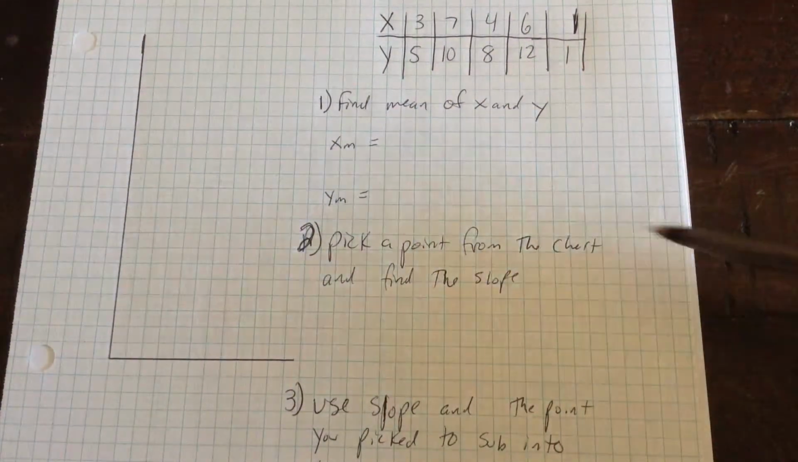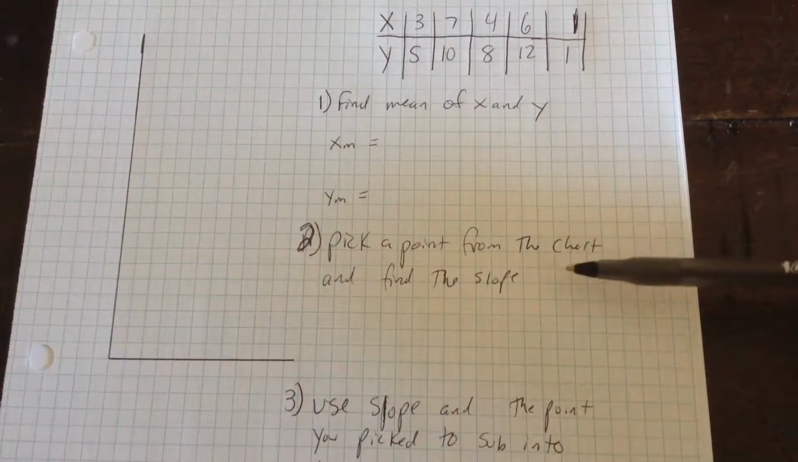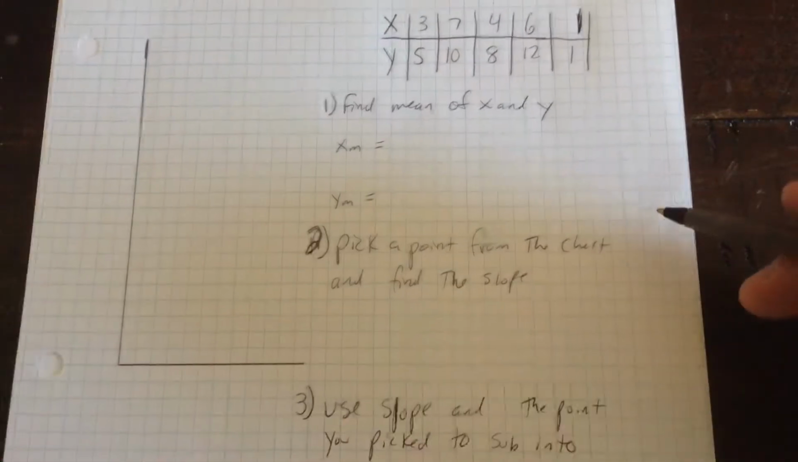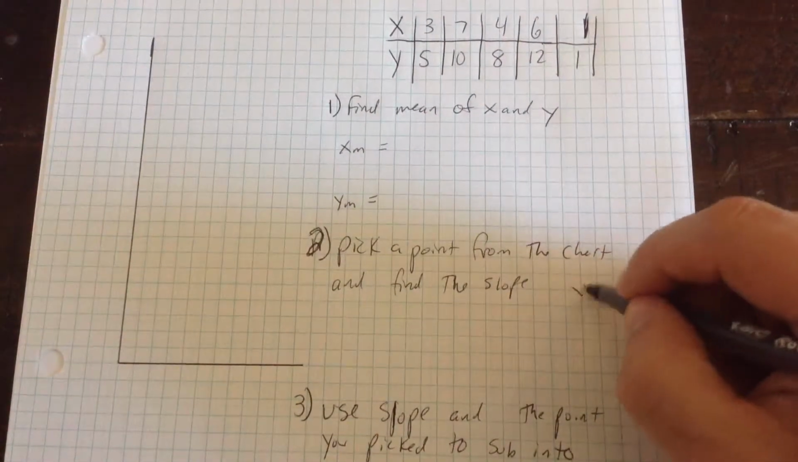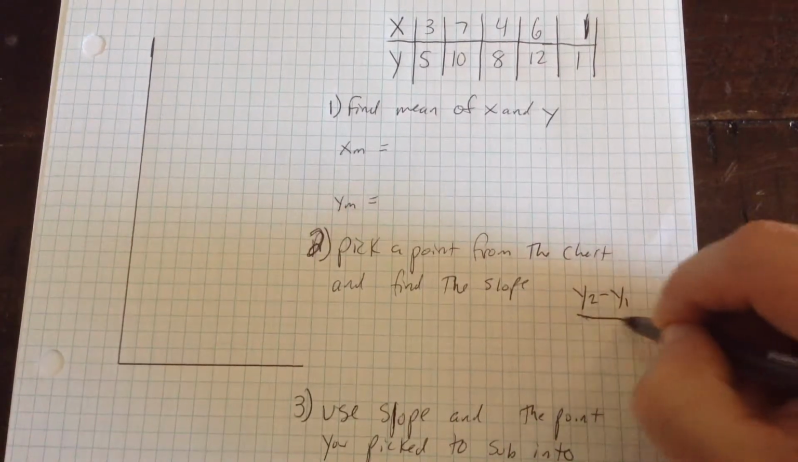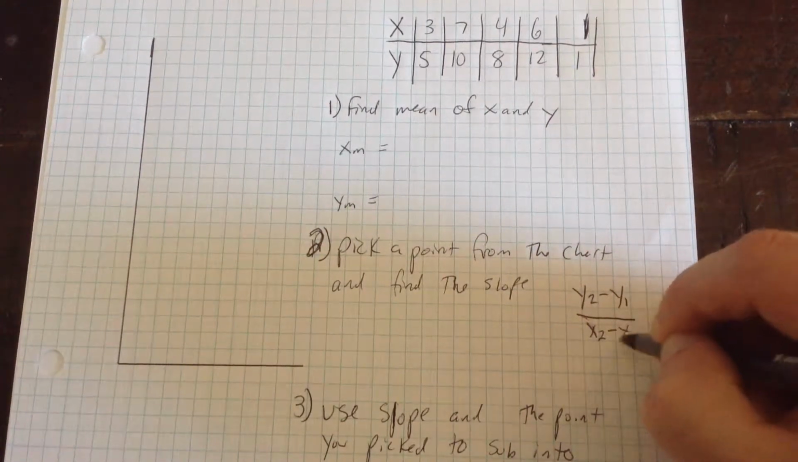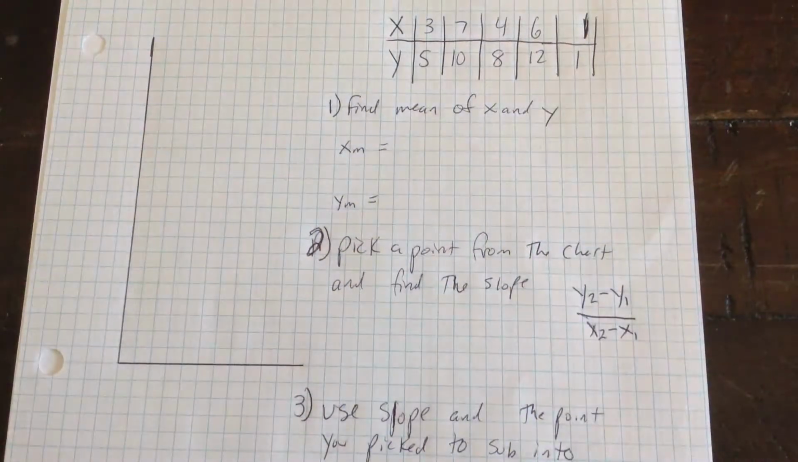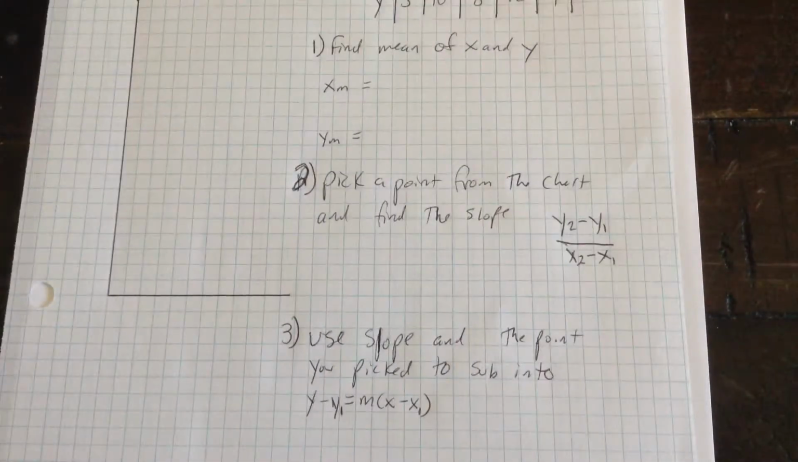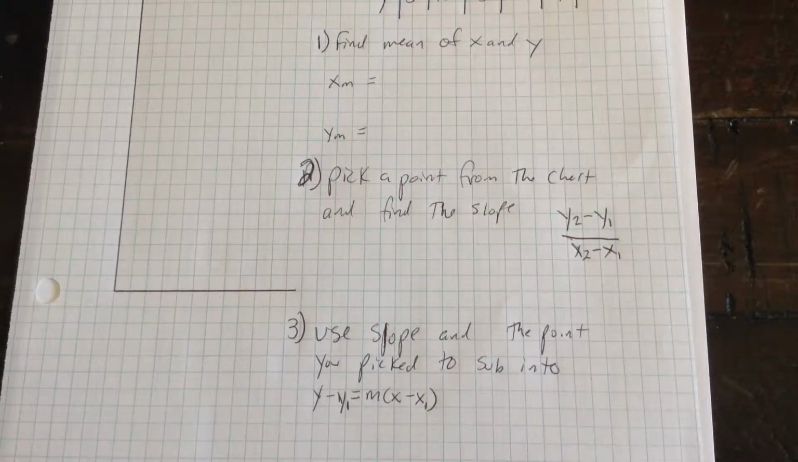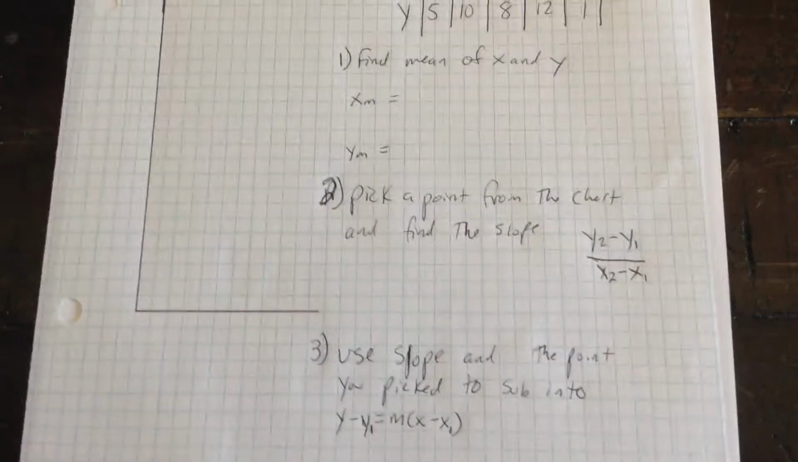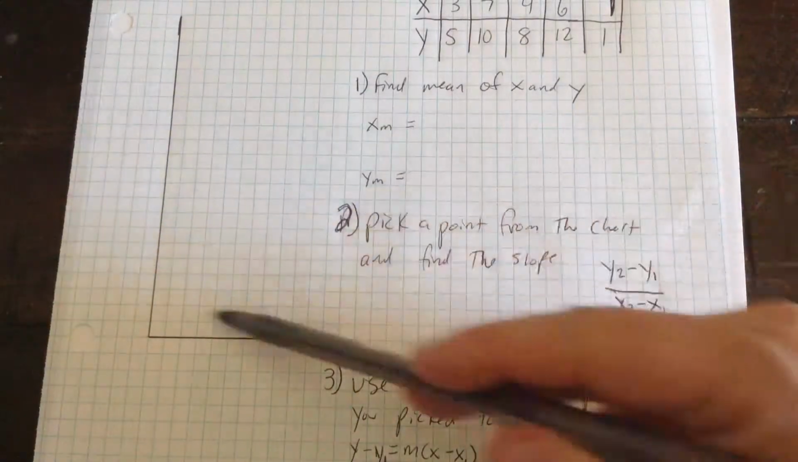Then you're going to pick a point from the chart and find the slope. So you've got to remember that slope is y2 minus y1 over x2 minus x1. Then you're going to use the slope and the point you picked to sub back into point-slope form, so y minus y1 equals m(x minus x1), and then we'll make that into slope-intercept form. Once we're done with that, we can make our line of best fit over here on the graph.